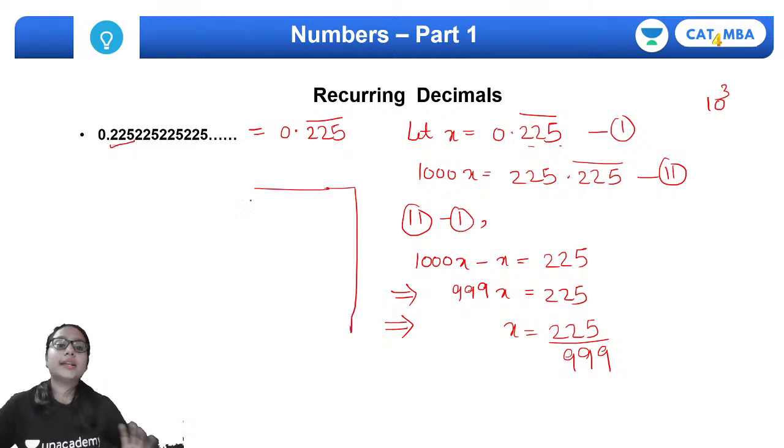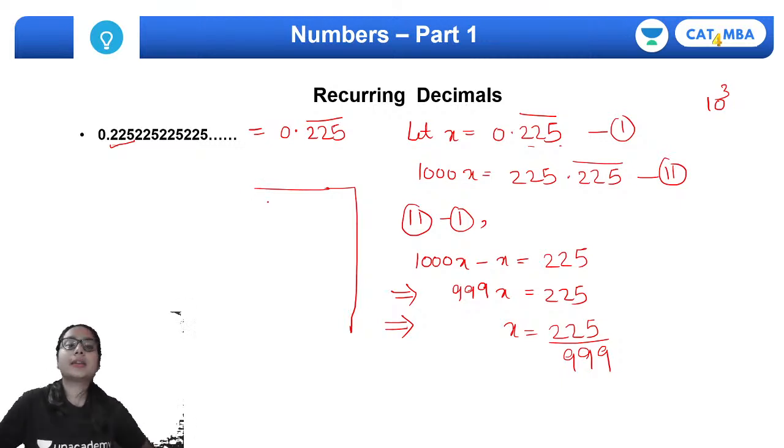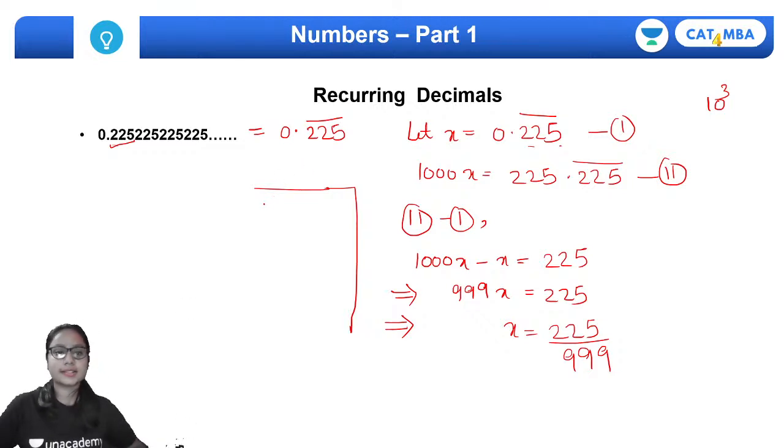Okay, so the trick is very easy. You just have to count the number of digits that are repeating, and just remove the decimal and divide the number by the same number of digits of 9. Okay, I think this is quite confusing. Let's discuss. So if the number is 225 bar, I'll remove the bar.